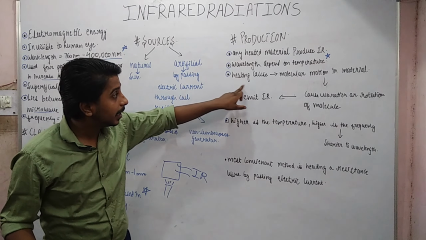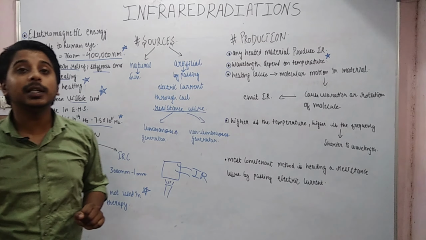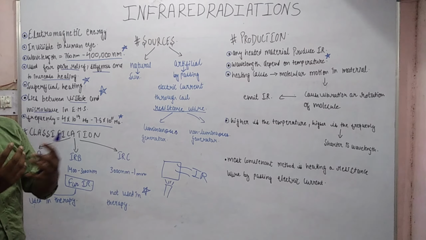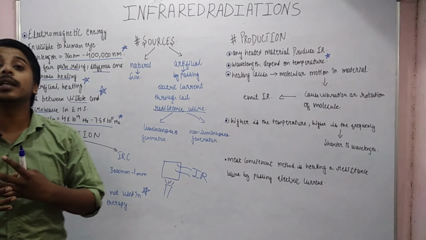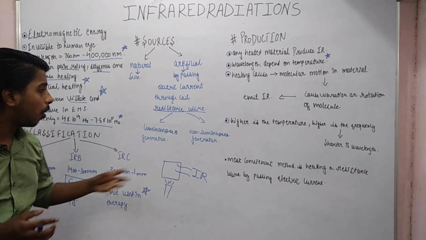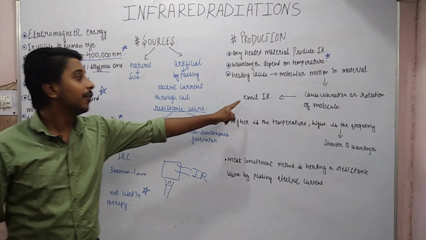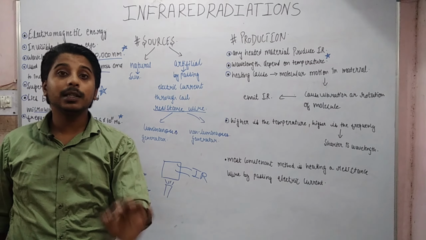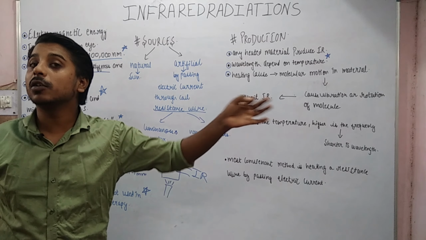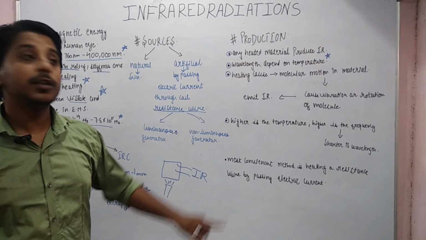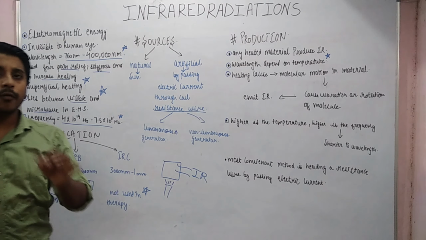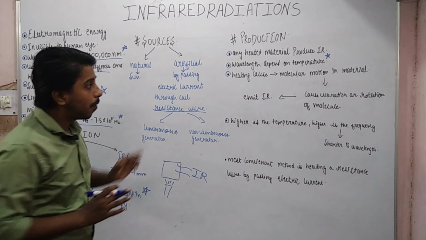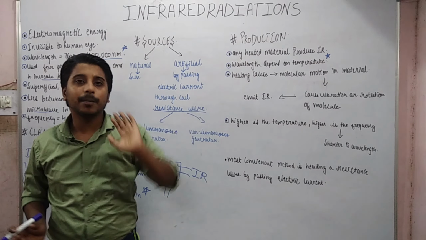So the reason is that heating causes molecular motion in the material. The molecules which are present in this particular material are in motion, that is, they are moving, which causes vibration, and a lot of collisions also occur, which finally emit the IR. So when we heat the material, there occurs molecular motion causing vibration and collision, which further leads to the emission of IR radiation, that is the infrared radiation.